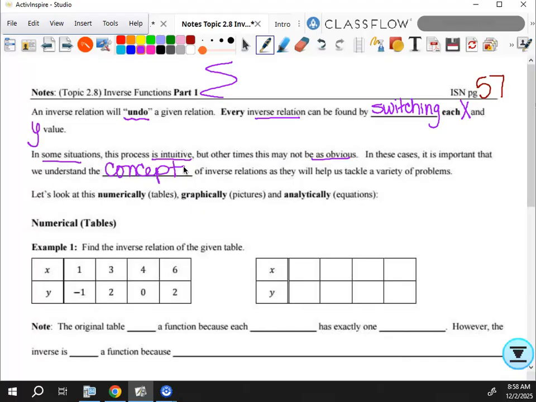Just being able to go through the motions and do the steps I just told you how to do is not conceptual. That's just rote copying of things or regurgitating stuff. Understanding the concepts is very important for everything we do. So we're going to look at this numerically, which means tables, graphically, which is our pictures, and analytically, which is our equations.